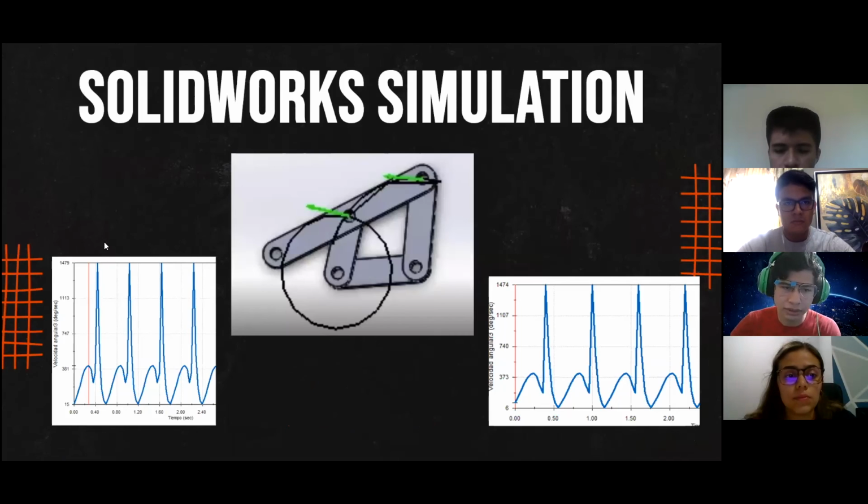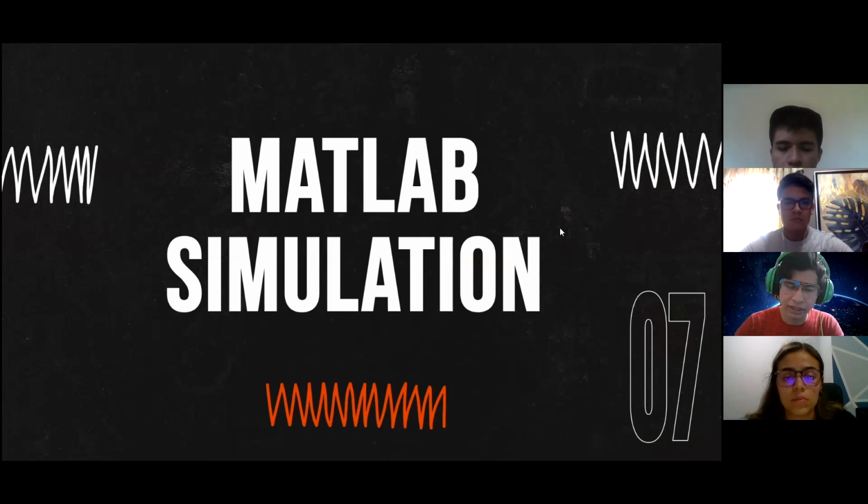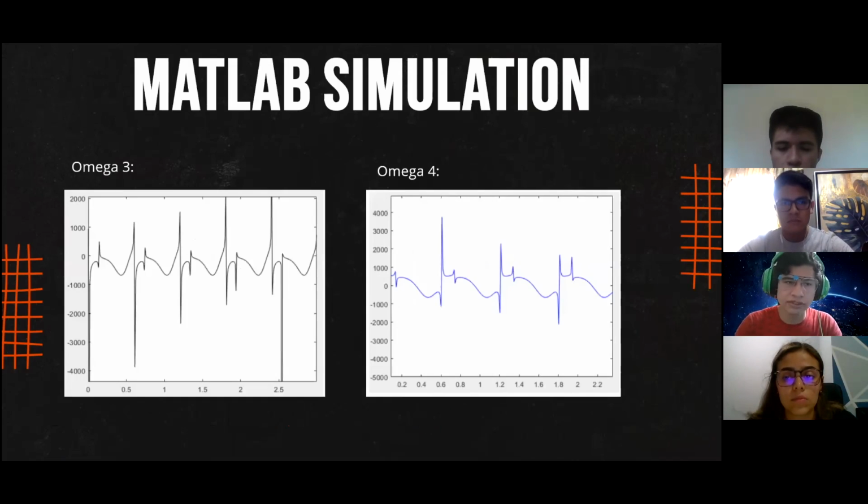In this case, with SolidWorks, we generate these 2 graphs that represent the angular velocity from these 2 joints. We also can observe the vector velocity and the trajectory that these joints will have in the mechanism. Then we generate a MATLAB simulation where we obtain very similar graphics for omega-3 and omega-4, which represent the angular velocity from these 2 joints.